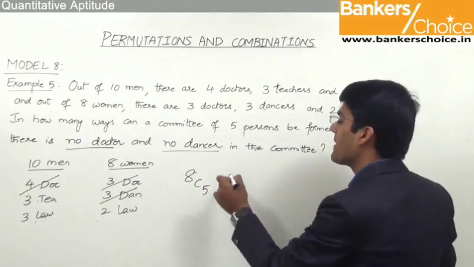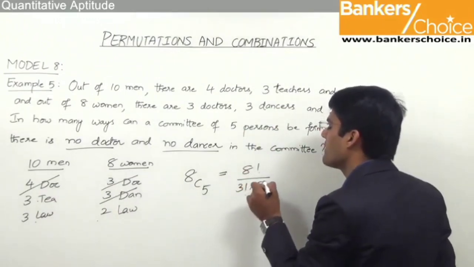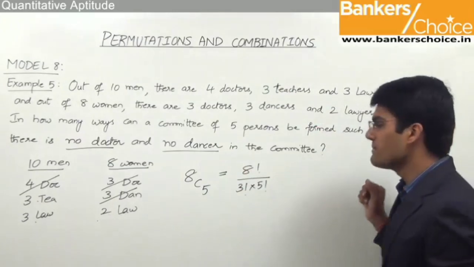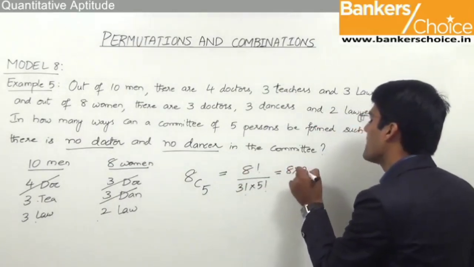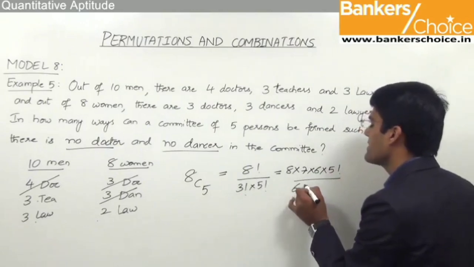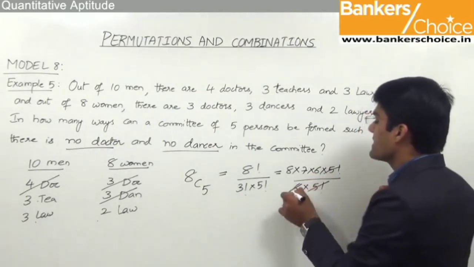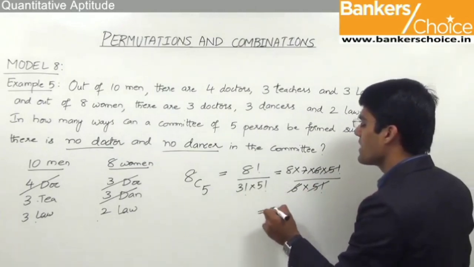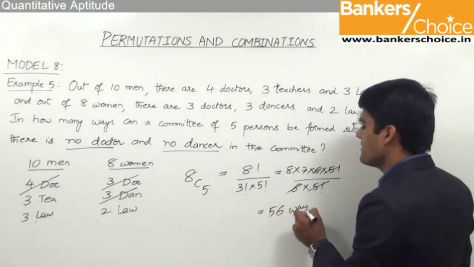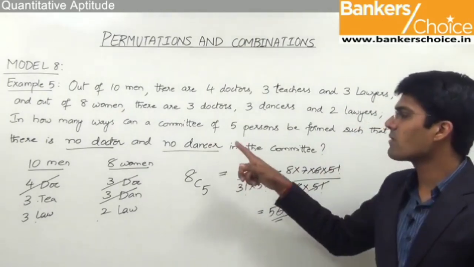8C5. And 8C5 can be taken as 8 factorial by 8 minus 5 factorial, that is 3 factorial into 5 factorial. This can be further simplified as 8 into 7 into 6 into 5 factorial divided by 3 factorial, which is 6, into 5 factorial. So 5 factorial and 5 factorial get cancelled. 6 and 6 get cancelled. 8 into 7 will give 56. So there are 56 ways in which such a committee can be formed of 5 persons where there are no doctors and no dancers.